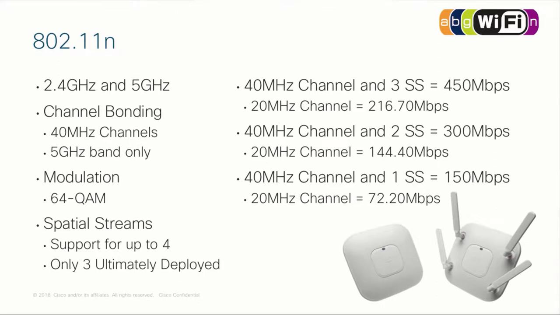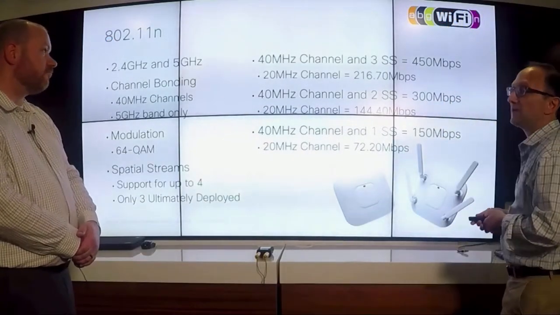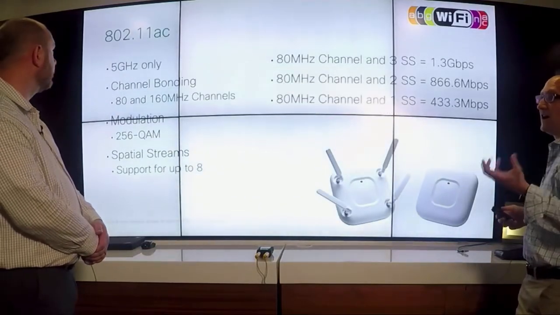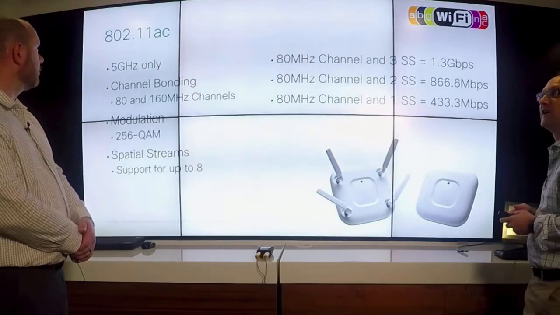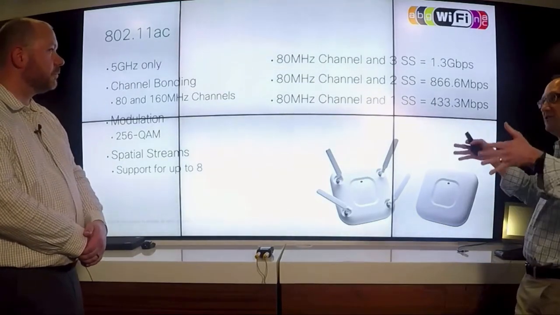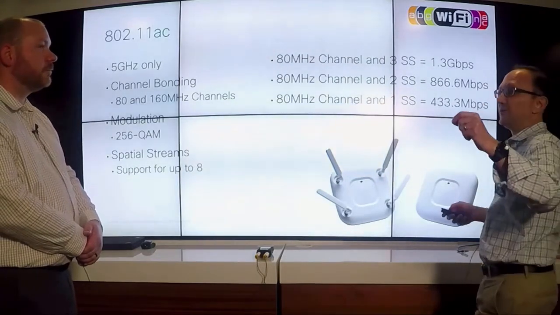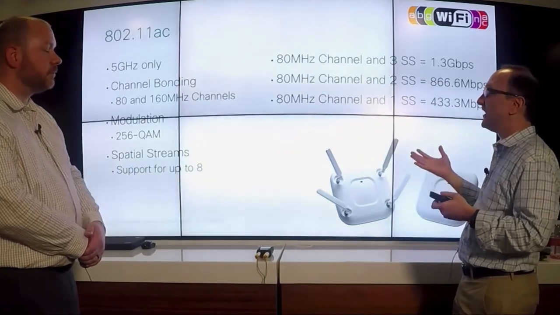The other piece, remember, is that it depends on the capabilities of my client. I might have a 40 megahertz channel, but my iPhone back then only supported one spatial stream, so I was down at 150 megabits. Now with AC, because channel bonding was going to be so important, it's 5 gig only. So when you have an 802.11ac access point, that 2.4 gig radio is really only doing 11n. There is no AC for the 2.4 gig band.